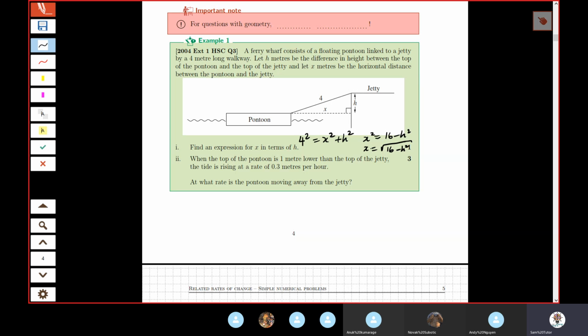So you'll start to realize that the styles of questions will repeat. The way we think about it will repeat. It's just the questions themselves won't really repeat.